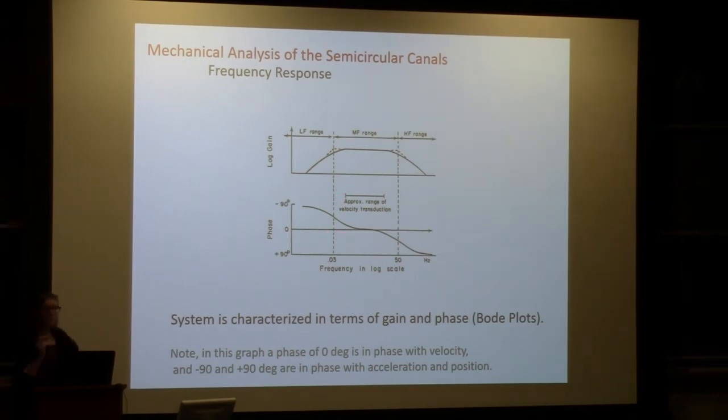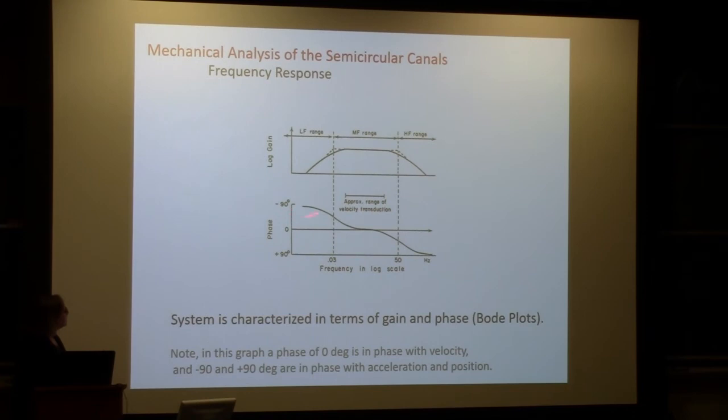So here is the middle range, and you can see phase here. Just make a note, phase of 0 is the convention here: in phase with velocity, or head velocity. And then here you have minus 90 and plus 90. Minus 90 here is acceleration, which is maybe a little confusing. It's just the convention they use for the graph, and plus 90 is position.